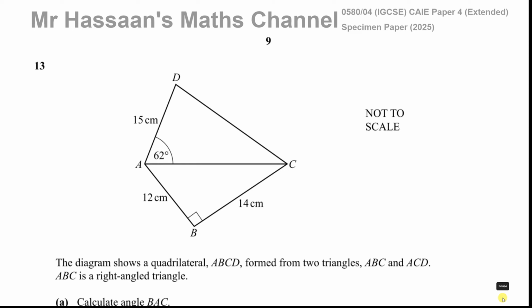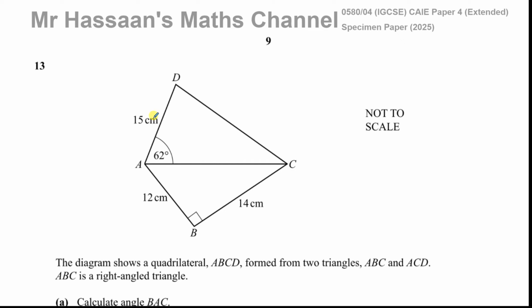Hassan's Maths channel, and I'm now going to be answering question number 13 from the specimen paper, paper 4, extended syllabus for the new 2025 specification from Cambridge IGCSE 0580. And this question here is about trigonometry, it seems.